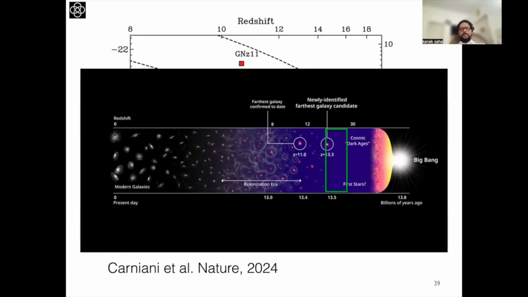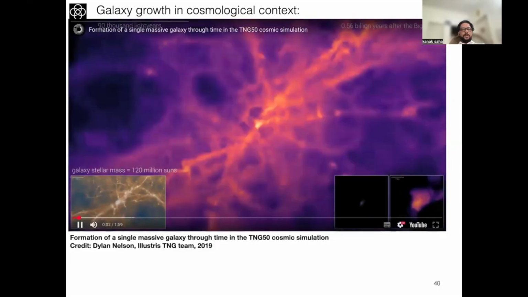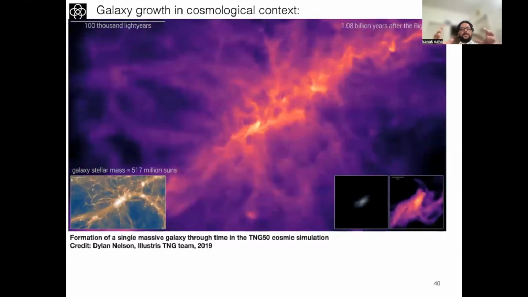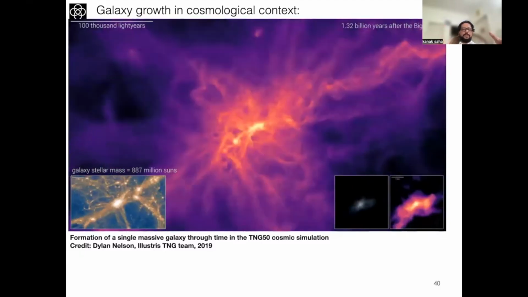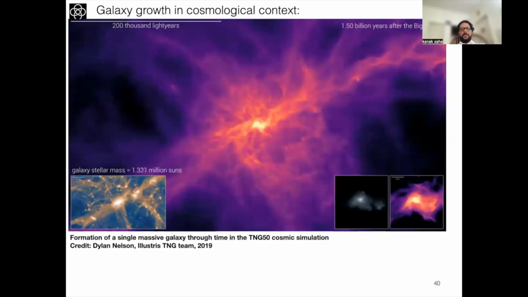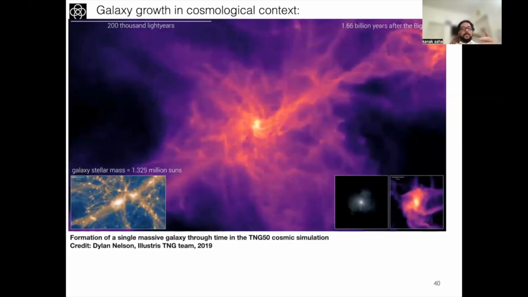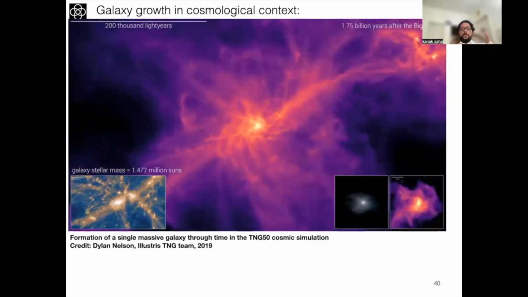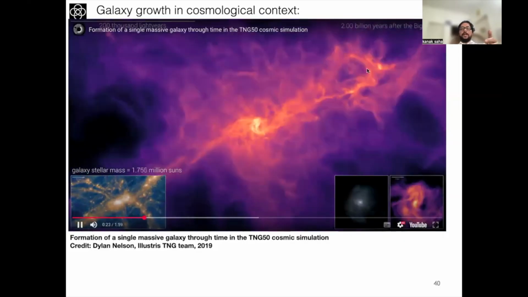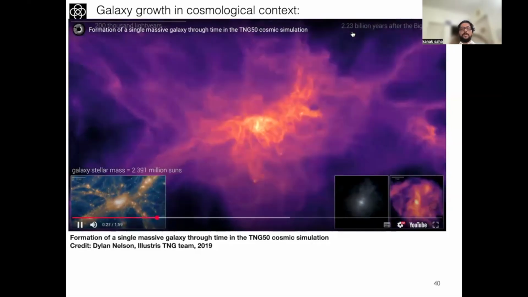In this simulation movie, one can see the whole galaxy formation that we just described. It's a beautiful movie from the IllustrisTNG team showing how galaxies accrete gas, and they grow over time and form spiral structures that you see, starting from about a billion years after the Big Bang.